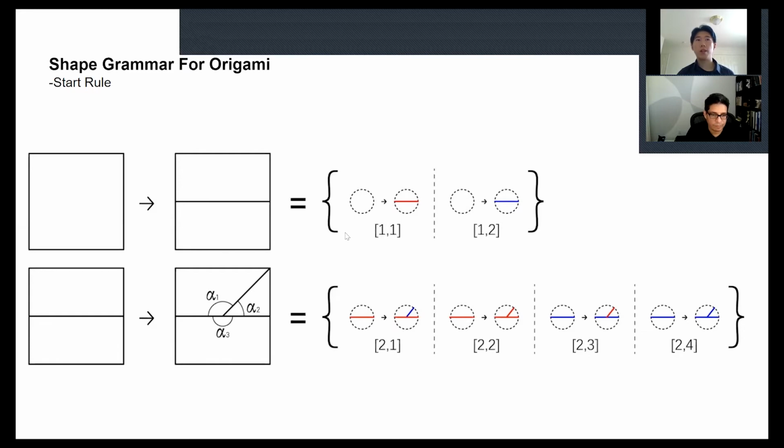The situation of the vertex is inside the dashed circle. The first rule is creating a mountain fold, and we mark this as 1, 1, and a valley fold as 1, 2. The second rule adds a new crease to an existing crease line. So it has 4 different combinations. For the angles between the creases, they meet the following requirements. If alpha 1 plus alpha 2 equals alpha 3 equals 180, this rule can create an unfoldable vertex. So we need to use intermediate rules to create a foldable vertex.